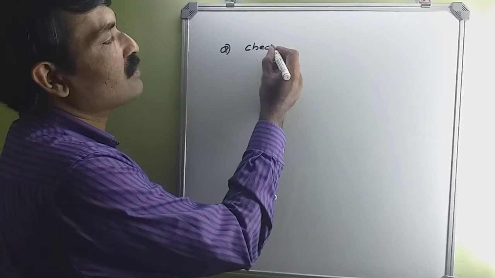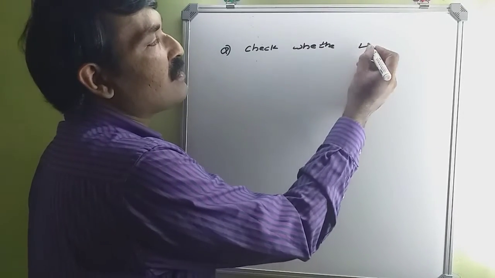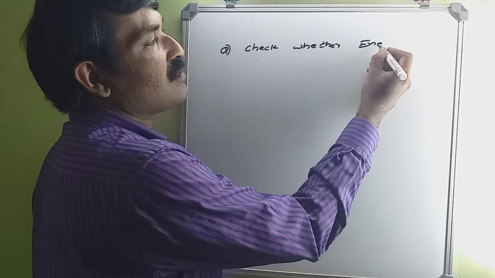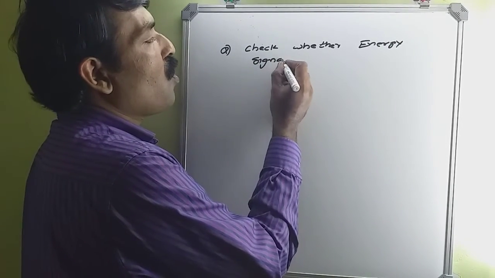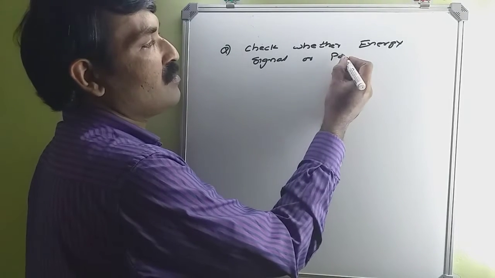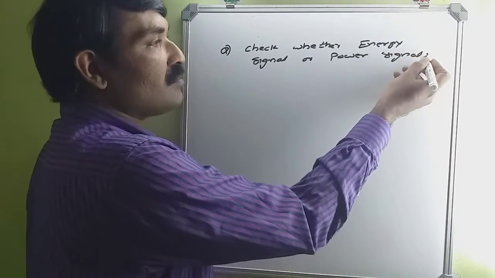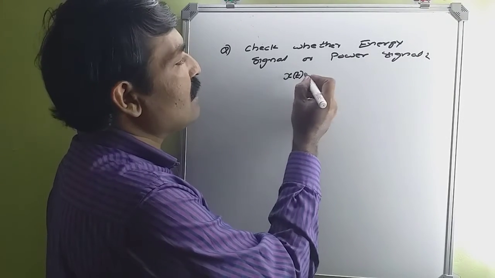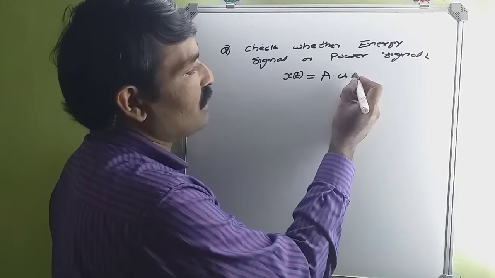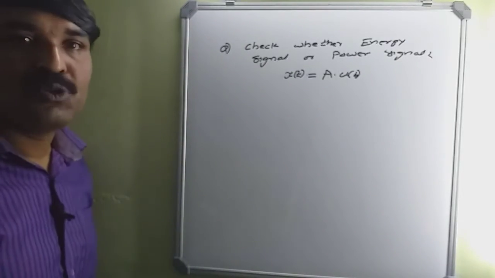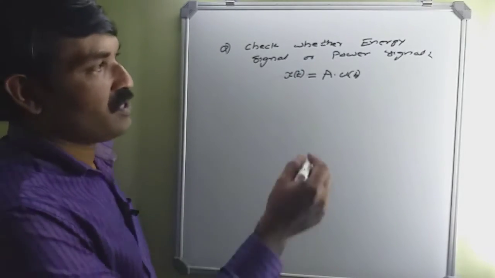Check whether the signal is an energy signal or a power signal. x of t is equal to A into u of t. Now we want to find whether the signal is an energy signal or a power signal.